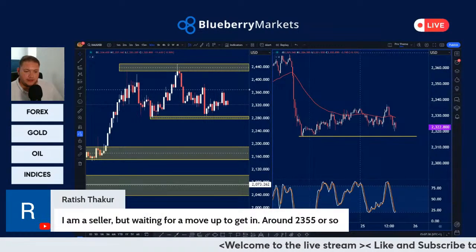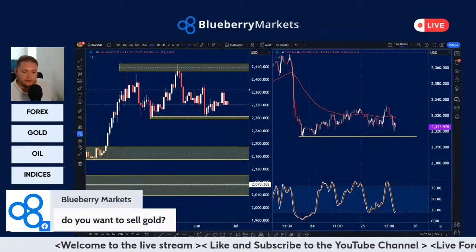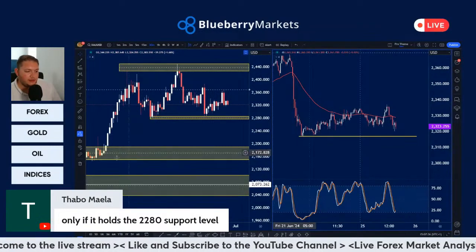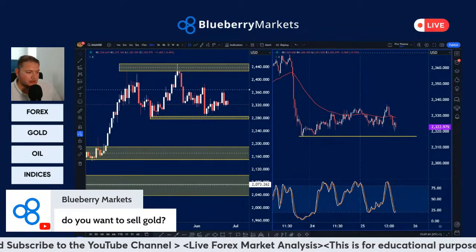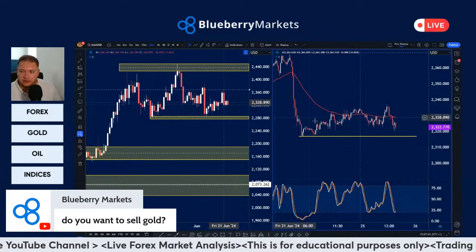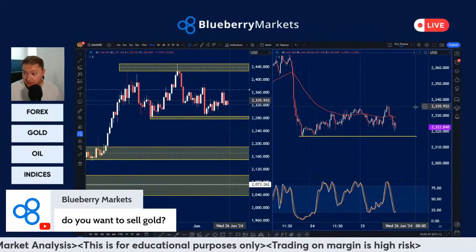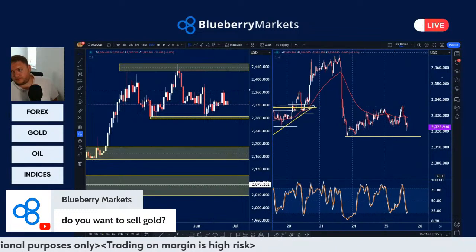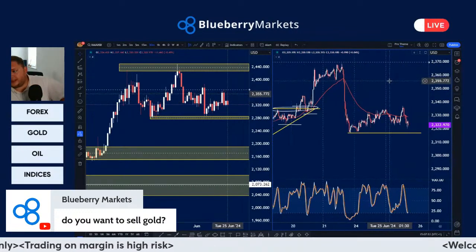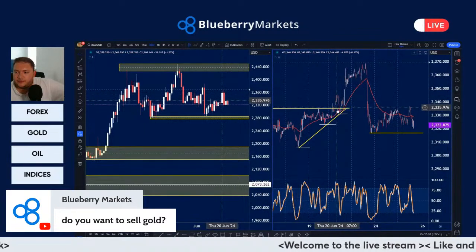All good. Yep, seller, waiting for the market to move up and get in around 23.55 or so. Okay, only if it holds 28.80 support. So you're looking at probably longs here, but we're actually looking for some sells around 23.55 up in here. Yeah, where would I sell this?